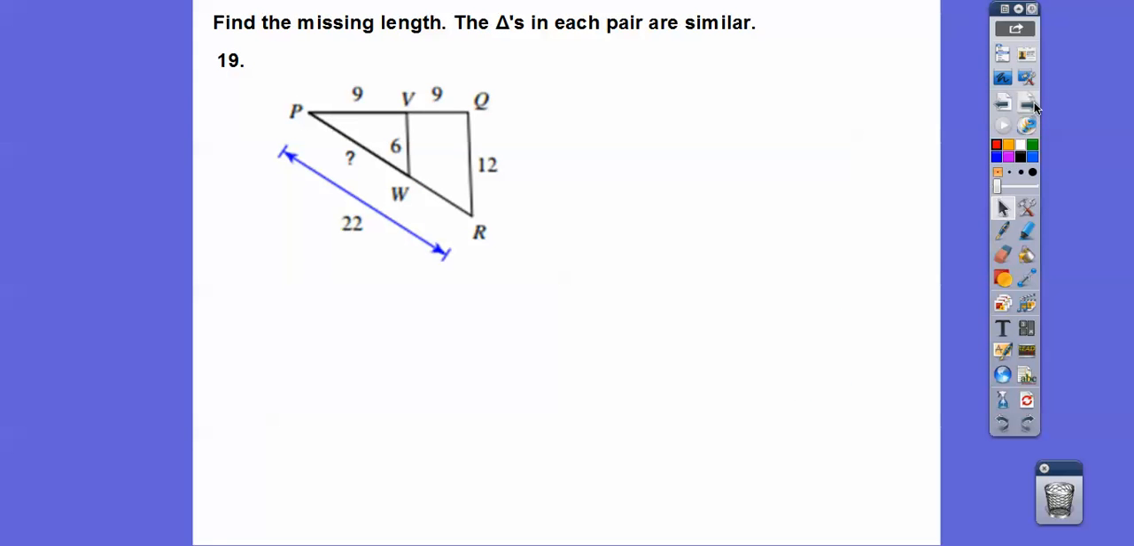Okay, all right, so find the missing lengths, and these triangles are similar. Okay, now you can draw these triangles separately. I'm saving time, you guys, because otherwise this video would take a long time and take me a long time. And I want to get out of here.